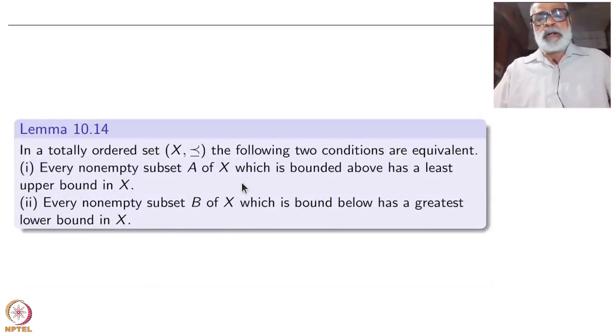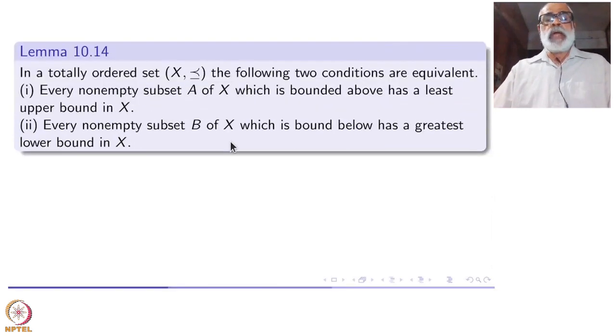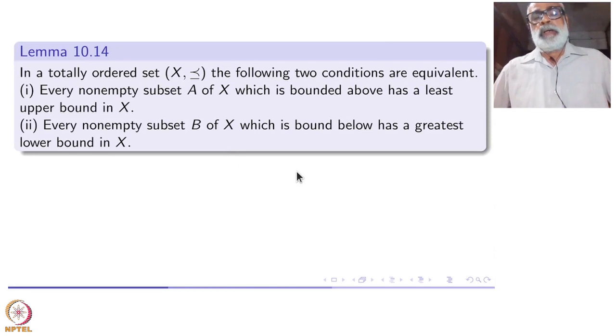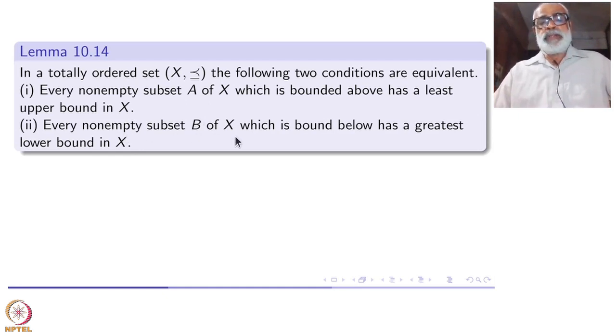In a totally ordered set, the following two conditions are equivalent. What is that? One: every non-empty subset A of X which is bounded above has a least upper bound in X. Okay, that upper bound may not be an element of A, but it is in X. Two: every non-empty subset B of X which is bounded below has a greatest lower bound. This is just the dual of the statement. But these two are equivalent.